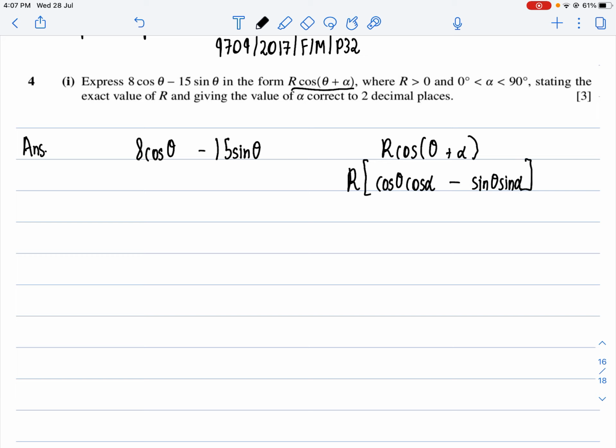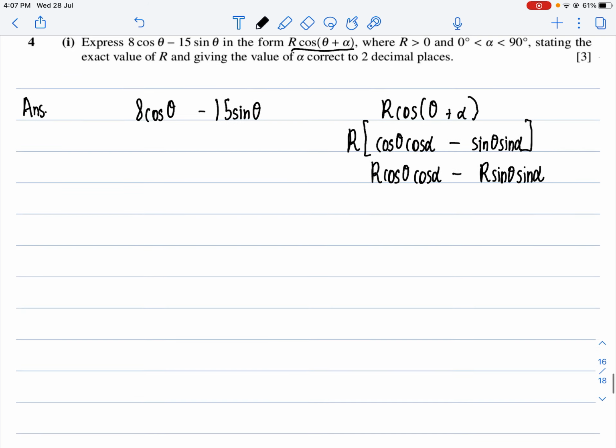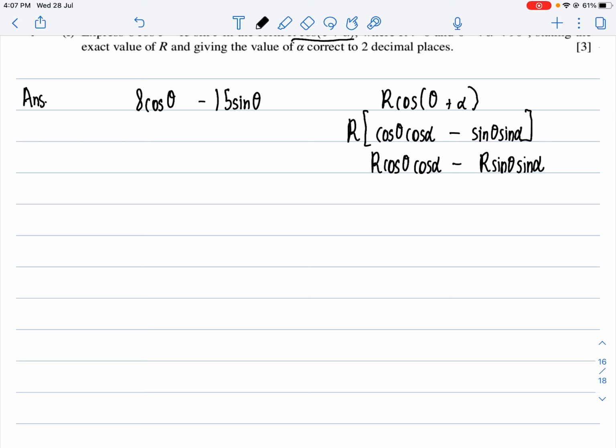Now I can take r inside the bracket. So I can write this as r cos theta cos alpha minus r sin theta sin alpha, correct? This is what I can simply write. Now I compare. I have cos theta here. I equate the coefficients. So I have r cos alpha, which I equate to 8, correct? And now I have r sin alpha, which I equate to 15.